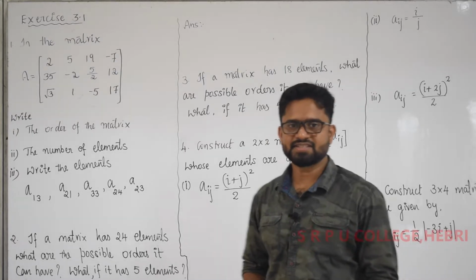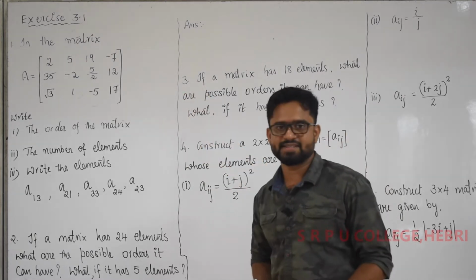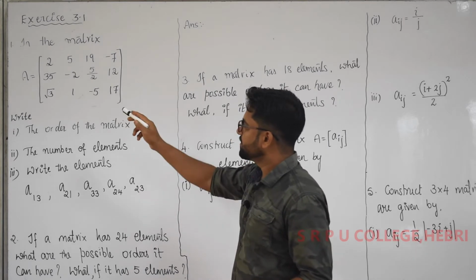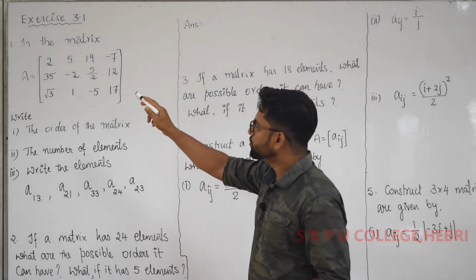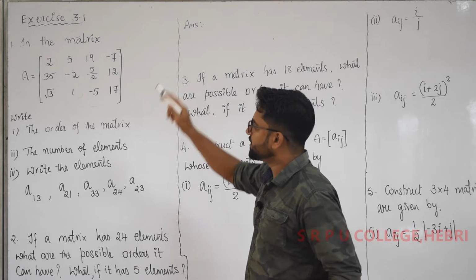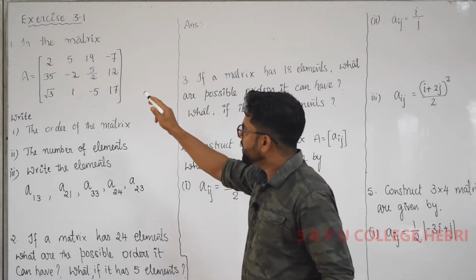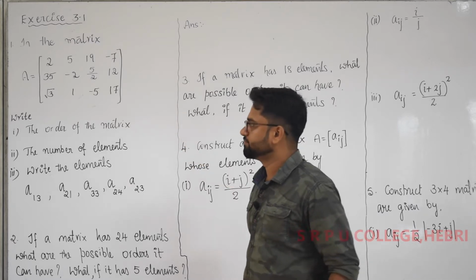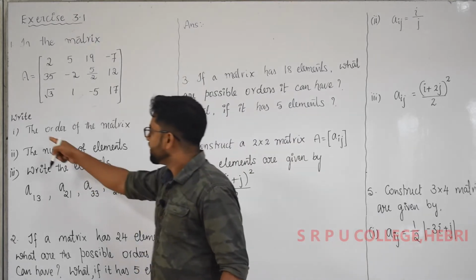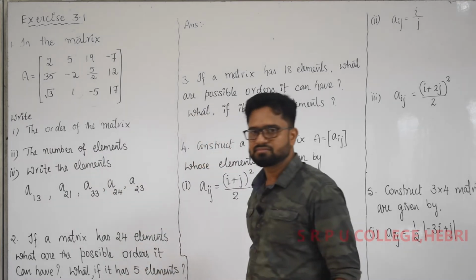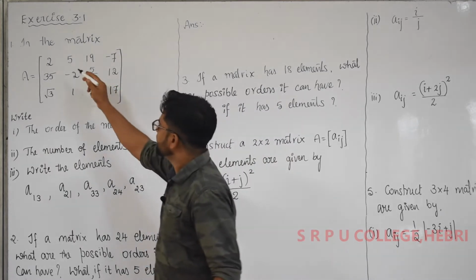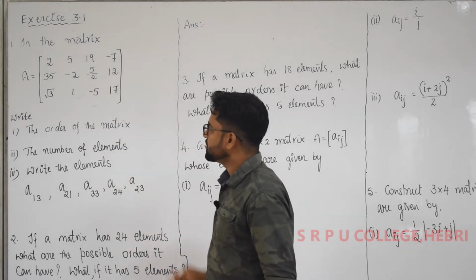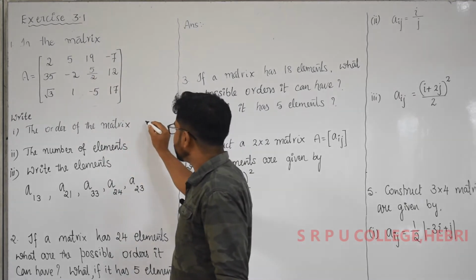Yes, students, let us start solving problems from exercise 3.1. Problem number 1, in the matrix A, within closed bracket 2, 5, 19, minus 7, 35, minus 2, 5 by 2, 12, root 3, 1, minus 5, 17. First question is the order of the matrix. You can see here 3 rows are there and how many columns are there? 4 columns. So, order of this matrix is 3 by 4.